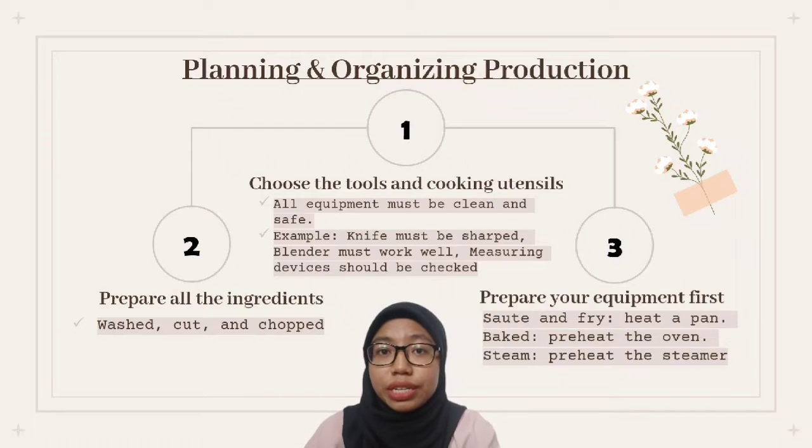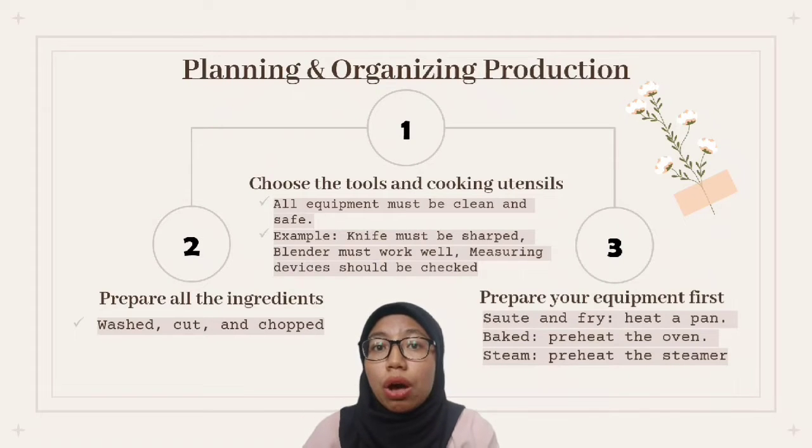The first plan is about pre-preparation. Pre-preparation is necessary. First of all, you need to choose the tools and cooking utensils you want to use. All equipment must be clean and safe to use. For example, a blunt knife must be sharpened first. Also, the blender must work well. Finally, measuring devices should be checked for safety.